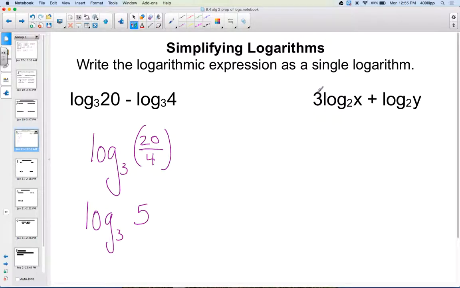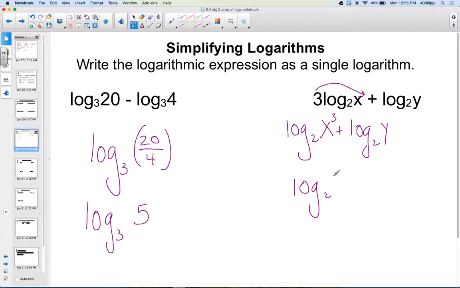Alright, this one here, we'll first take this 3 and bring it to the power, the exponent. So we'll have log base 2 of x cubed plus log base 2 of y. And now that they have the same base and we're adding the logs, that means I'm going to multiply and have log base 2 of x cubed times y. That is writing it as a single log.